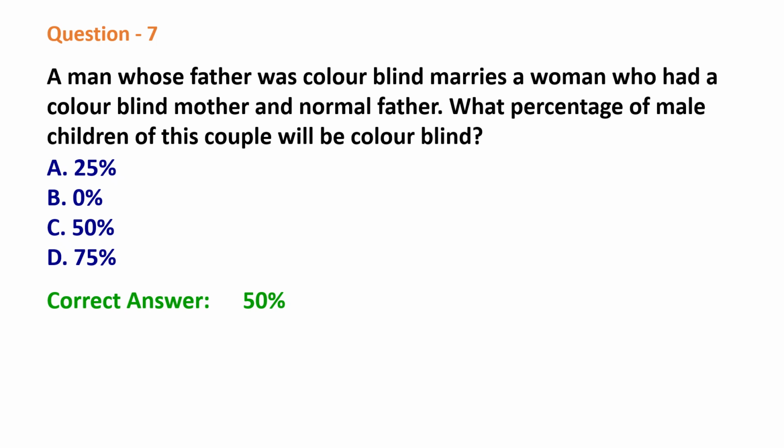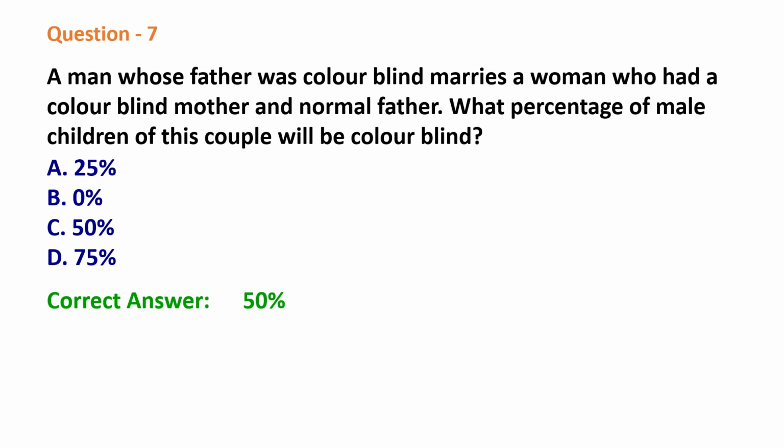And you know, colorblind is related with X chromosome. So, this man's father is colorblind, but the father will give only Y chromosome to his son. So, the man is not colorblind as he is receiving Y chromosome, and Y chromosome has nothing to do with colorblindness. Now, taking the case of the woman that he marries, this woman is having a mother who is colorblind.